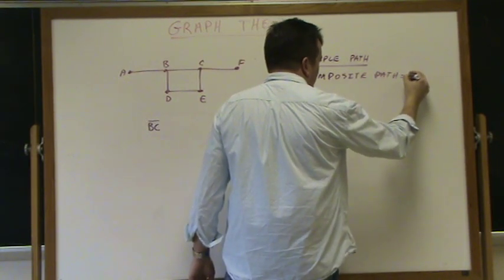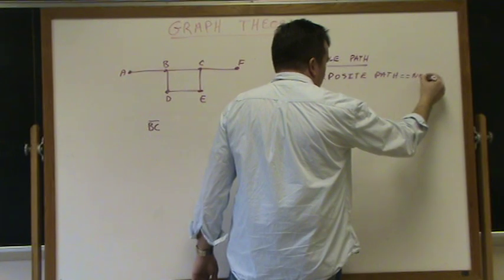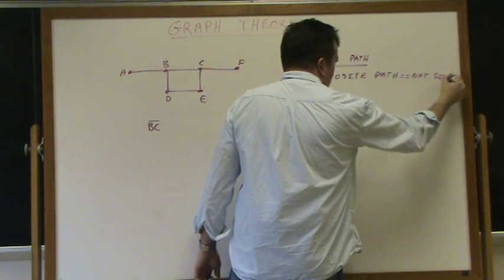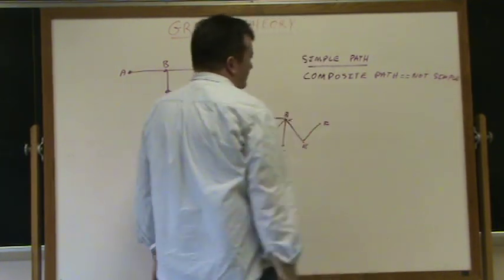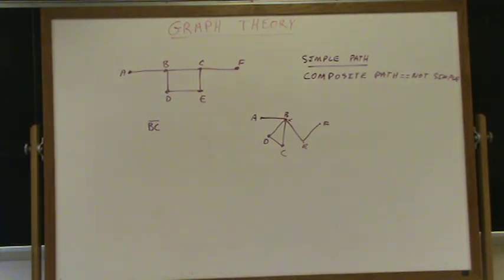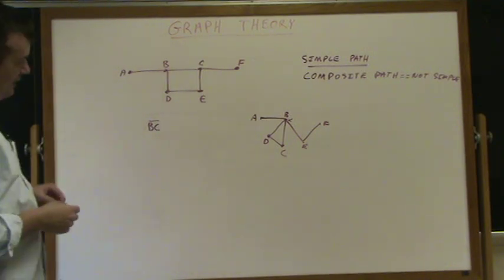Means not simple. Not a simple path. That means at least one edge was used more than once. Okay. And then we have the length of the path.